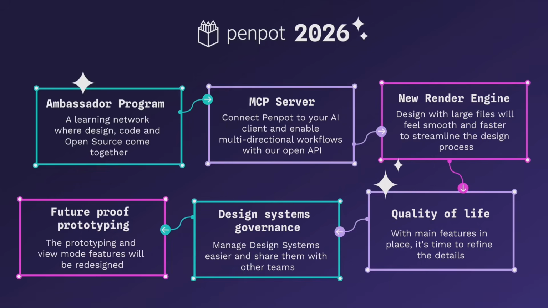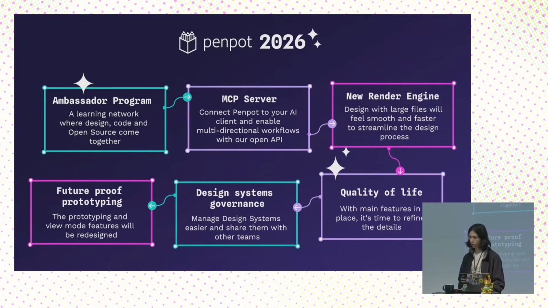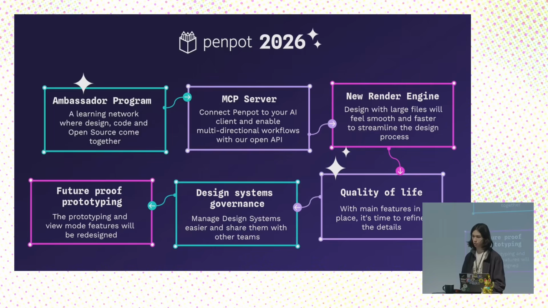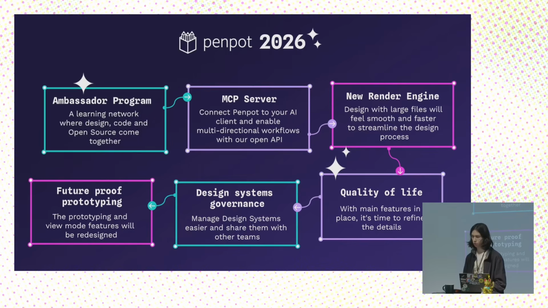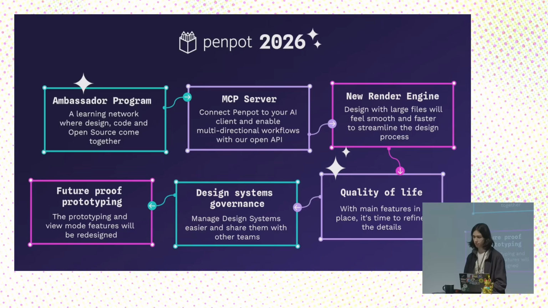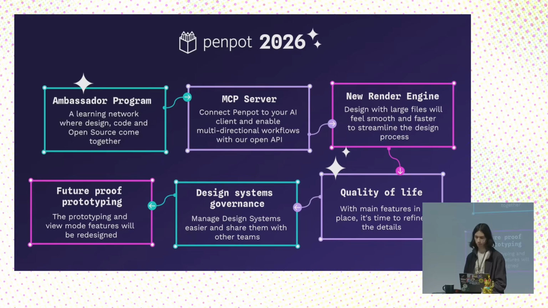Next up in 2026, to look forward to: an ambassador program where learning and networking can happen. The MCP server, where you can connect Penpot to your AI client, enabling multi-directional workflows with their open API. A new render engine for designing large files that features a smoother and faster workflow to streamline the design process. Quality of life improvements, design systems governance, and future-proof prototyping.